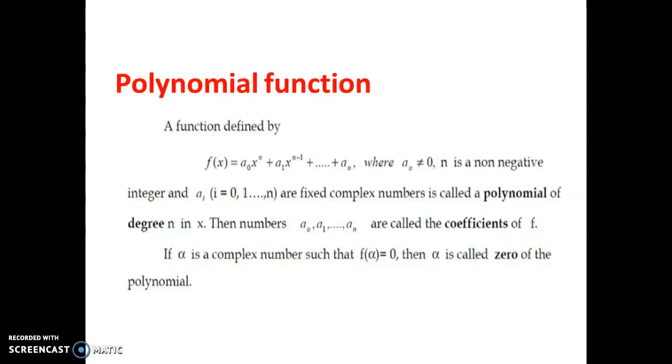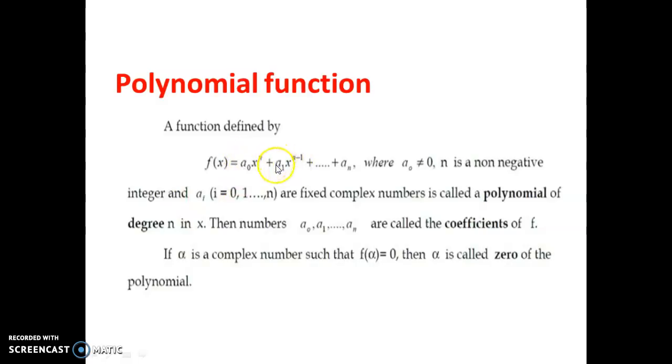First of all, I wish to explain what is a polynomial function. A polynomial function of degree n is a function of the form f(x) = a0 x^n + a1 x^(n-1) + etc. + an, where the leading coefficient a0 is not equal to 0 and n is a non-negative integer.